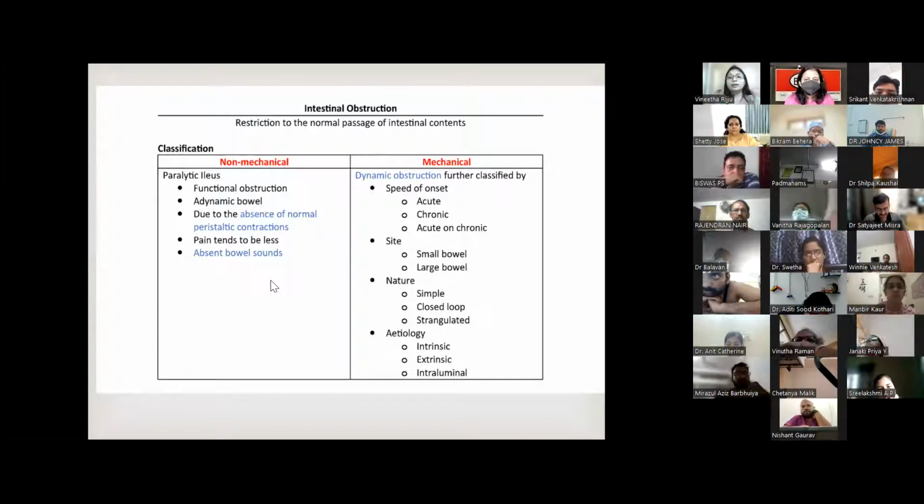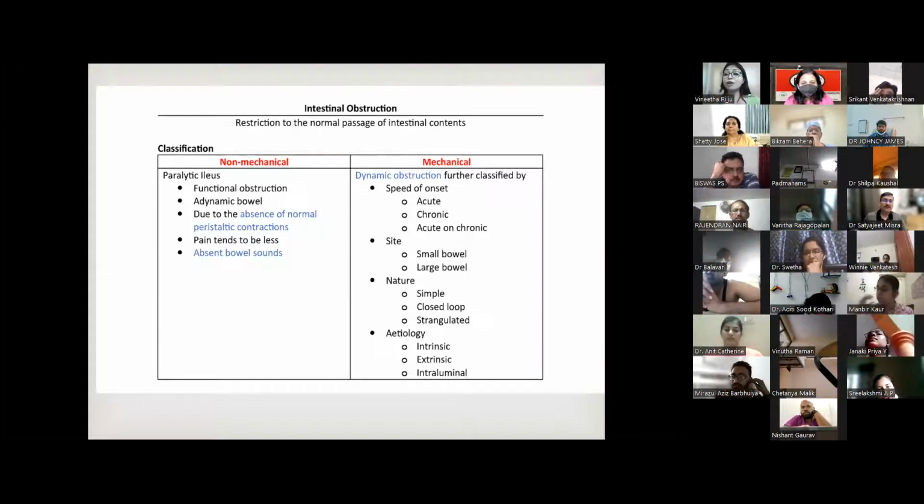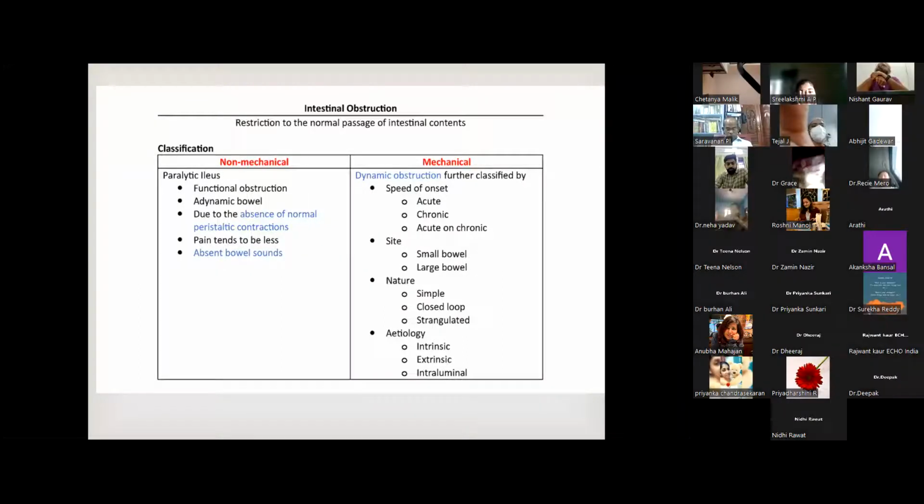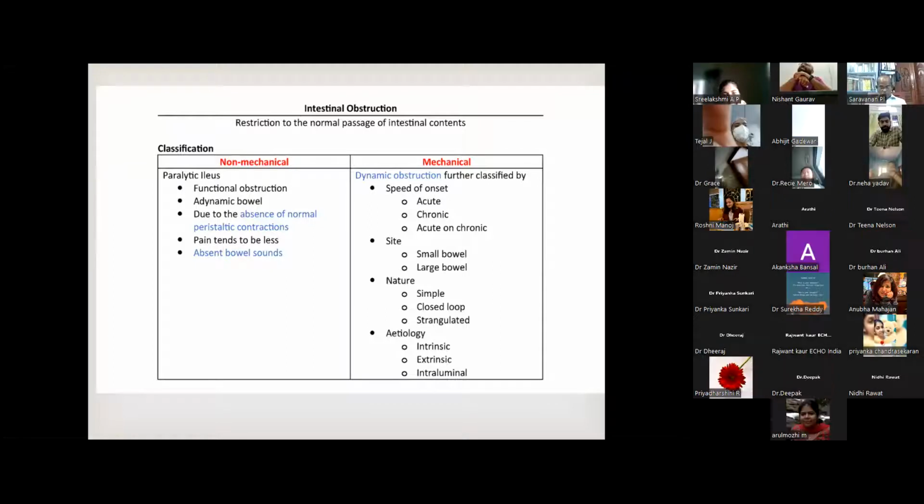So coming to the classification, intestinal obstruction is mainly classified as non-mechanical and mechanical. Non-mechanical is basically when there is a functional obstruction or the absence of peristaltic contractions, and the pain in non-mechanical obstructions is lesser when compared to that of mechanical obstruction. And if you examine a patient, there will be absent bowel sounds.